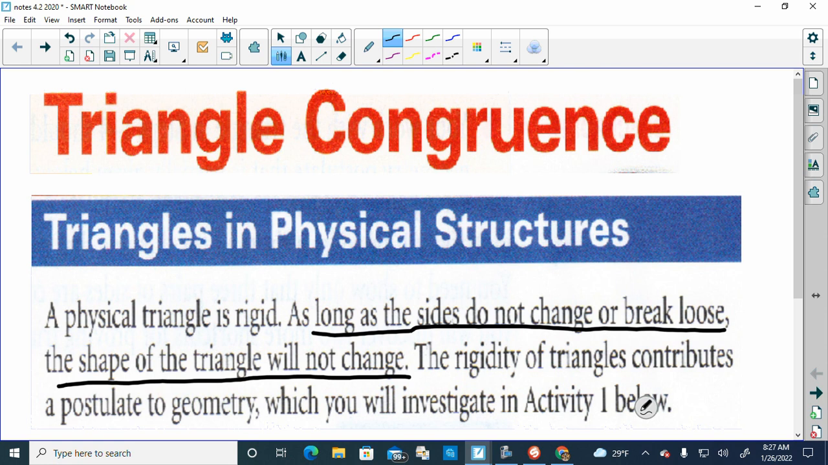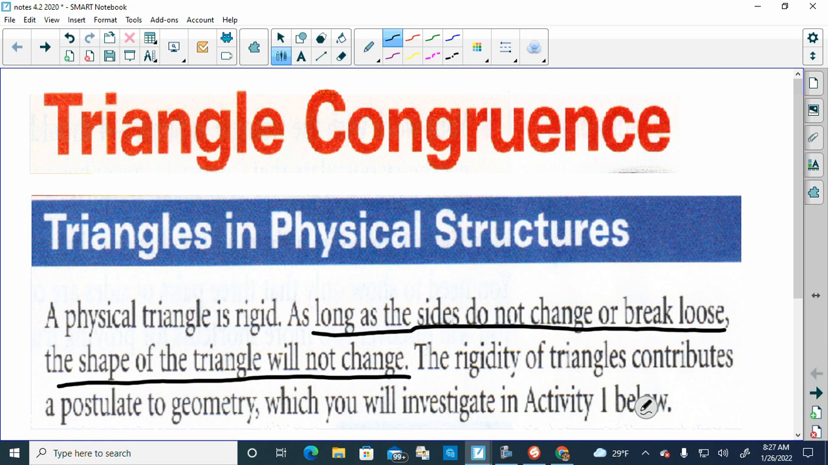Some of these other ones that we're going to learn, part of section 4.3, are not rigid. When you go to make it, as long as you're not watching somebody else, your triangle is probably not going to be the same. So these ones are rigid. Okay, so rigid is that definition.